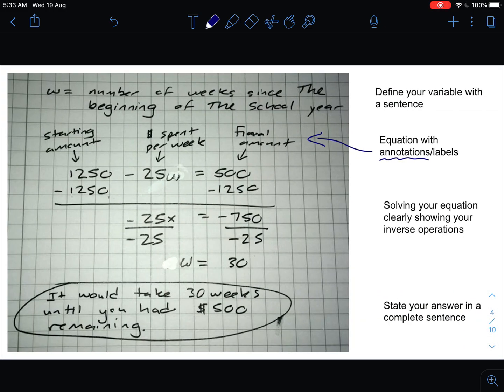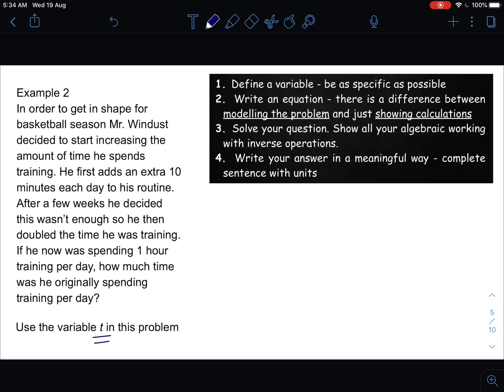This is what it looks like all laid out. But if you really want really clear communication, you include annotations as well, which you see there. I've put little notes into my equation so the person reading it knows exactly what those numbers represent. And that gets really important when you get to a more complicated problem. All right, so let's try one together.